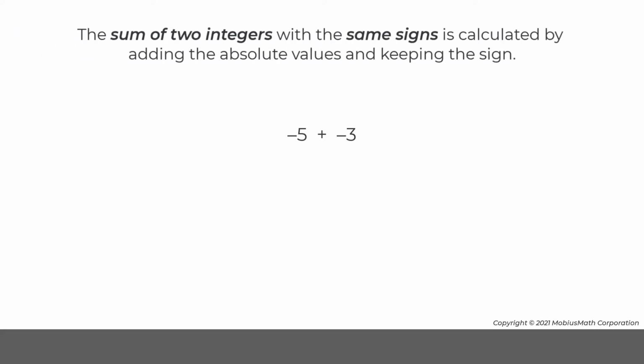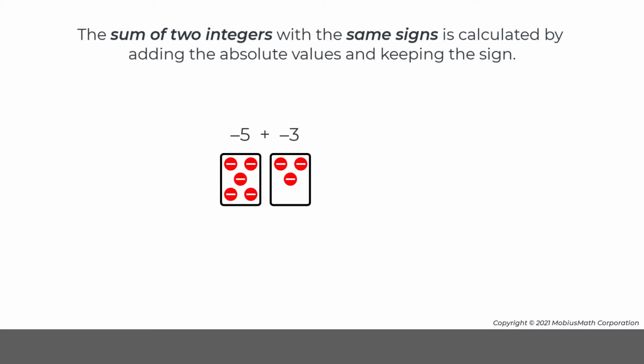The sum of two integers with the same signs is calculated by adding the absolute values and keeping the sign. For example, -5 plus -3 is calculated by adding 5 plus 3 and appending a negative sign to get -8. This result can be justified using positive and negative chips that cancel each other out.